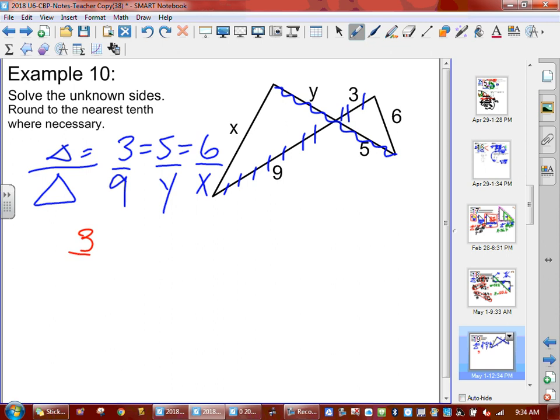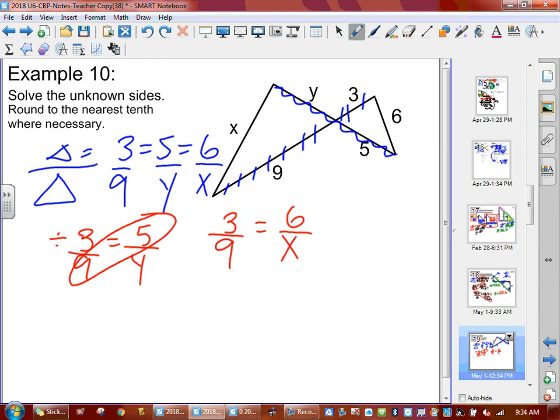So we're going to go 3 over 9 equals 5 over Y. Cross multiply this way, divide by our 3. Then we're going to take our 3 and our 9 and do the same thing with 6 and X. But remember, I had to take the true ratio. So I basically covered up the guy in the middle. And then you cross multiply and divide again.